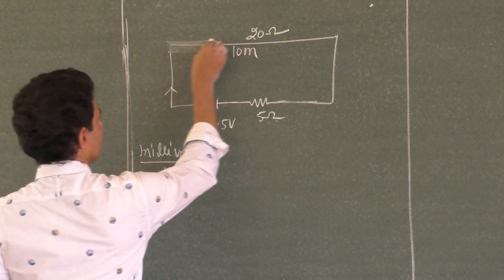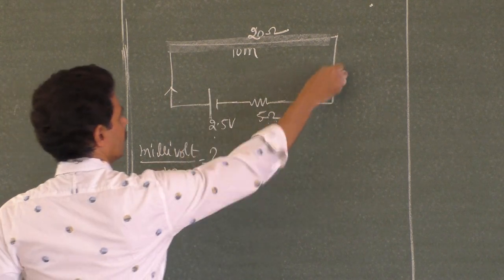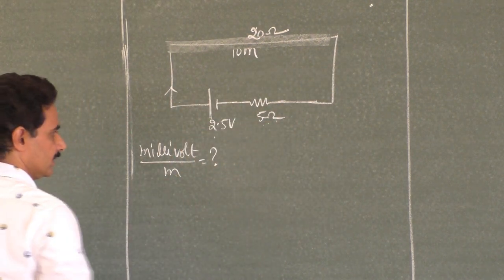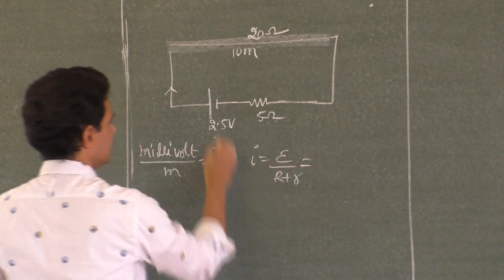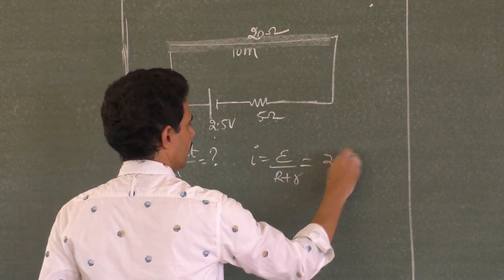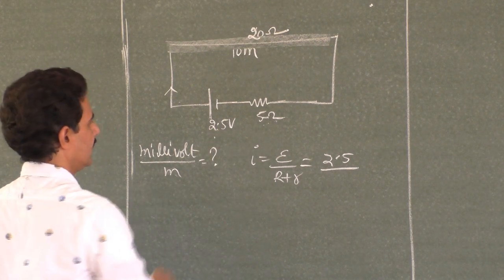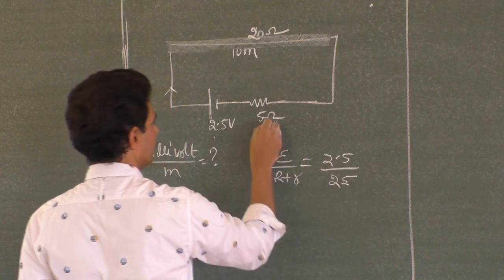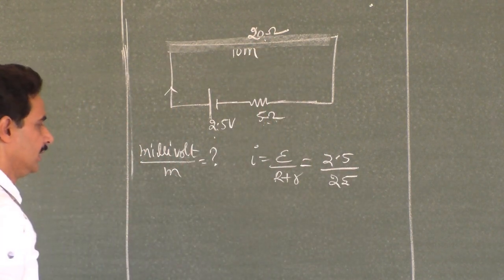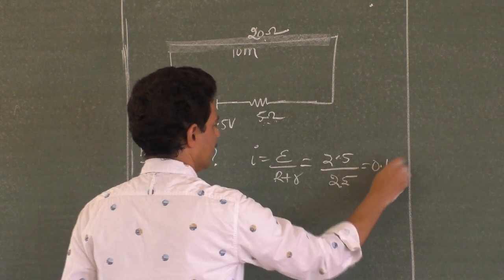So this is a wire. It has a resistance. It has a length. And these wires don't have a resistance. But here is one more resistance. What is I? I is equal to E by R plus R. What is E? 2.5. R plus R can be written as 5 plus 20. 25 total, 5 plus 20, all of them are in series. So what is the current? This is 1 by 10, that is 0.1 ampere.